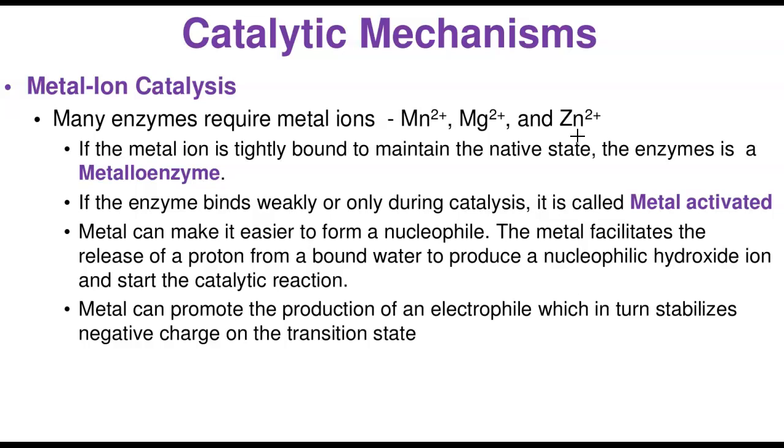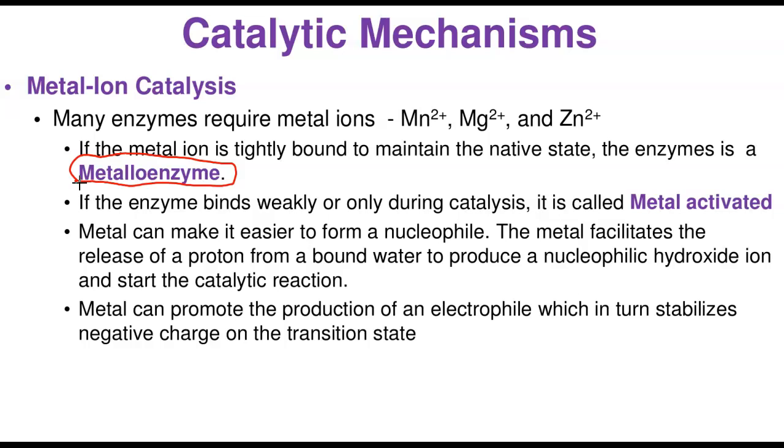Now, if the metal is important, I need to talk about this vocabulary. If a metal is tightly bound to the enzyme to maintain its native state, just like we saw in both myoglobin and heme, we say that enzyme or protein is called a metalloenzyme or metalloprotein. In this case, we're talking about enzymes, so we'll call it a metalloenzyme. Now, if the enzyme binds the metal weakly or only during catalysis, that is when the metal is prominent, we call that type of enzyme a metal-activated enzyme.